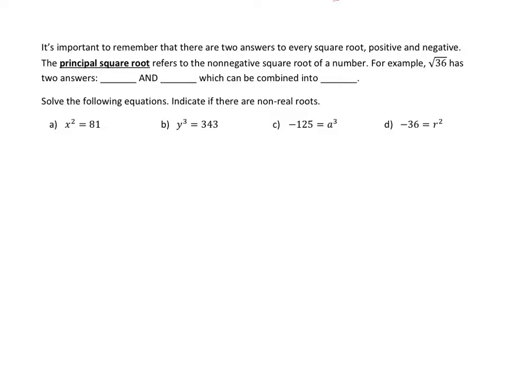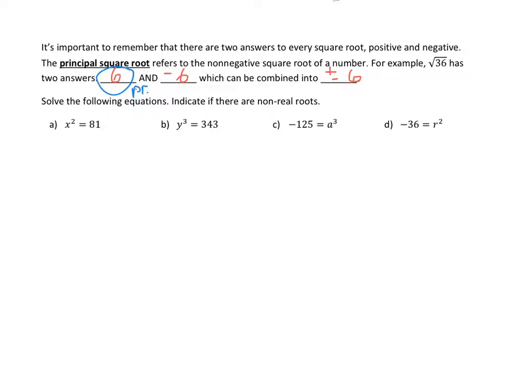It's important to remember that there are two answers to every square root, positive and negative. The principal square root refers to the non-negative square root of a number. For example, square root of 36 has two answers. It has 6 and negative 6, which we know can be combined into plus or minus 6. But the principal square root is the positive. That's the principal. I'll just put PR for principal here.